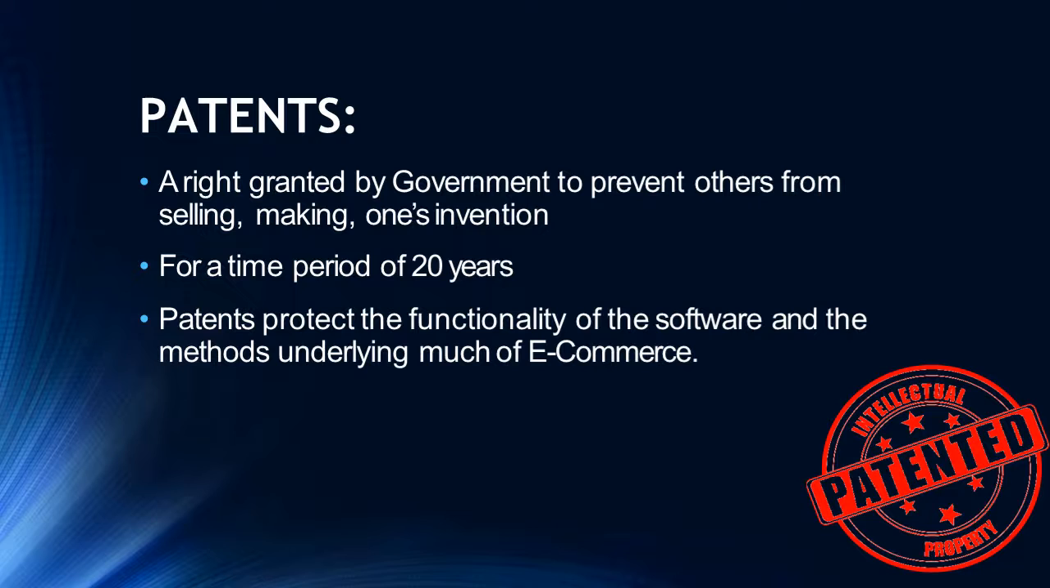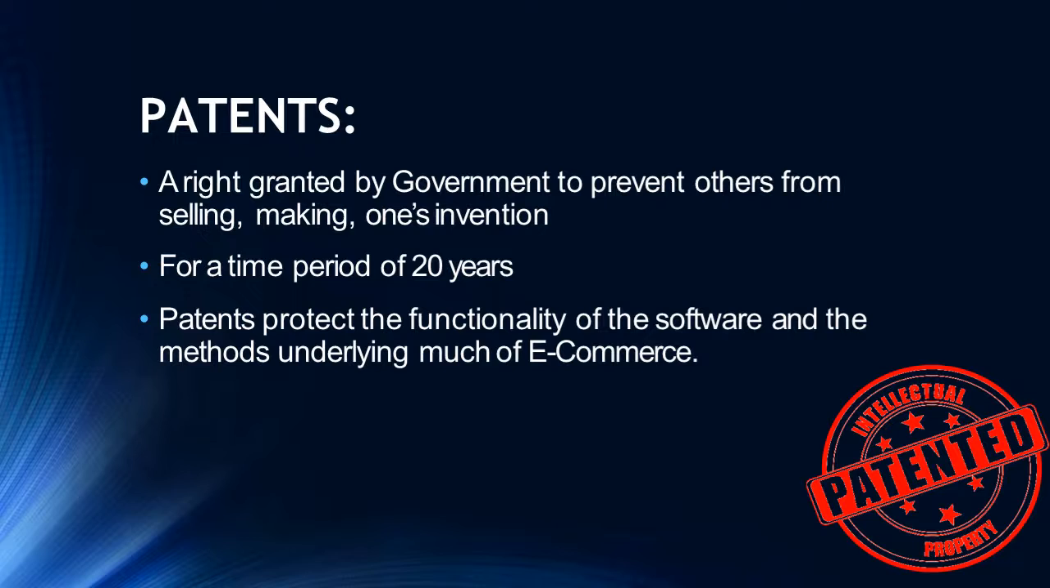Now, the next type of intellectual property is patent. A patent is a right granted by the government to prevent others from selling or making one's invention. Like if I invent a medicine, for example, for COVID, the coronavirus disease, just an example, then it will be a patent of mine, of my India. It will not be copied by some other country or by some other company.